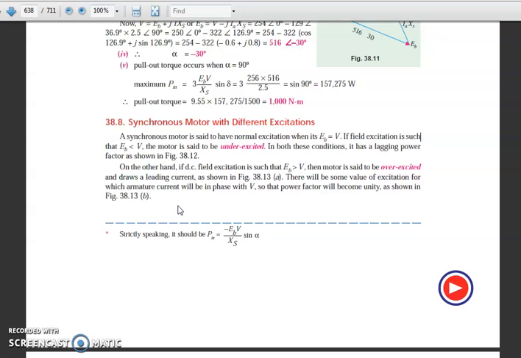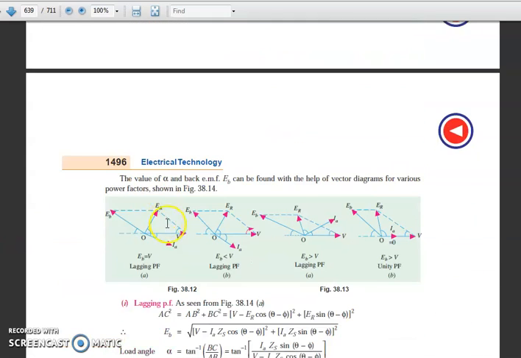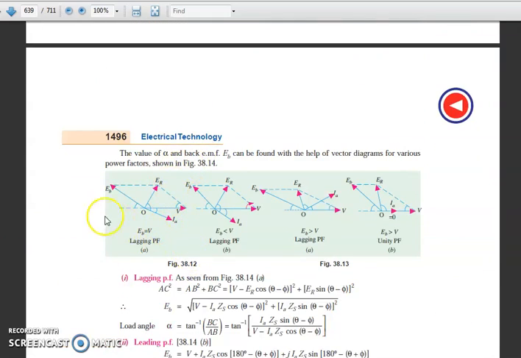This feasibility is only possible in the synchronous motor. जर EB is equal to V असेल, or EB is less than V असेल, तर machine acts as under excited. In that case, motor always draws the lagging power factor current. But if EB is greater than V, then the machine is said to be over excited. In that case, the machine will draw the leading current. Okay, that is the leading power factor current. Now, so these are the phasor diagrams with respect to the excitations.